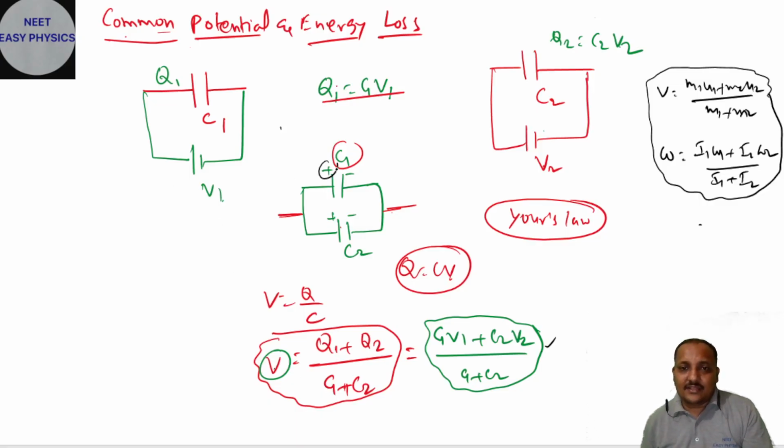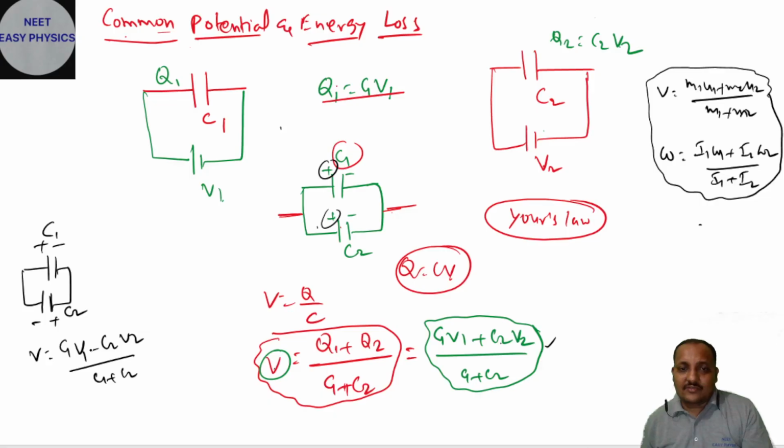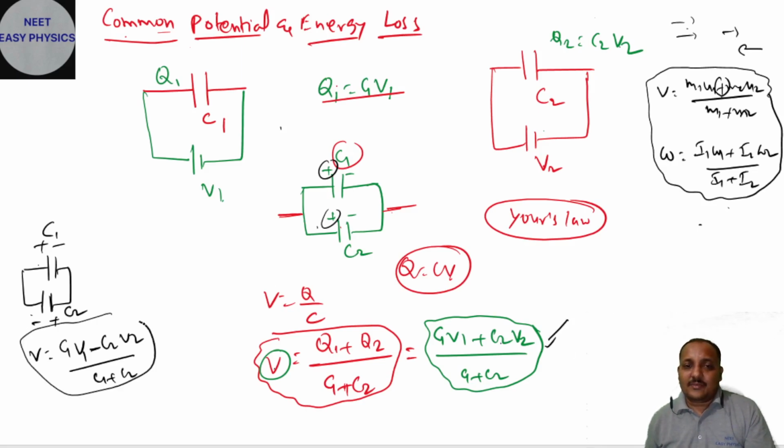Now what happens if positive is connected with negative? Like this, if they connect positive to negative and negative to positive, then the common potential equation will come like this: C1 V1 minus C2 V2 by C1 plus C2. This is C1, this is C2. Why do they write minus here? Because the polarities changed. If both are moving in the same direction, you write plus here. If both are moving in opposite directions, you write minus here. If you remember this formula, obviously you will remember it.